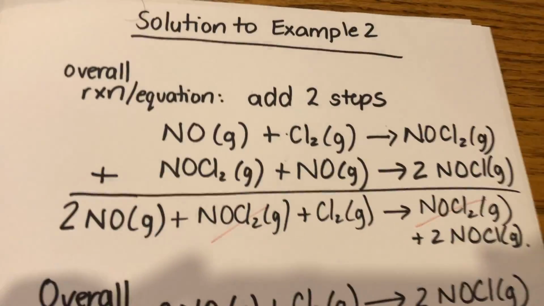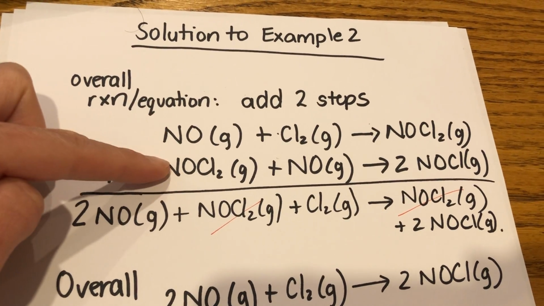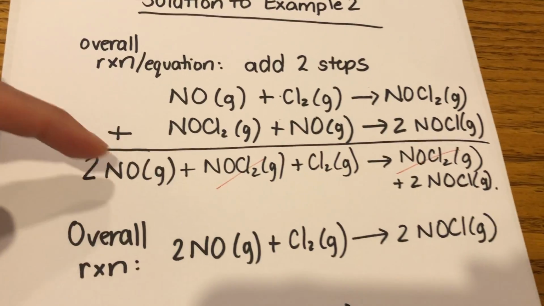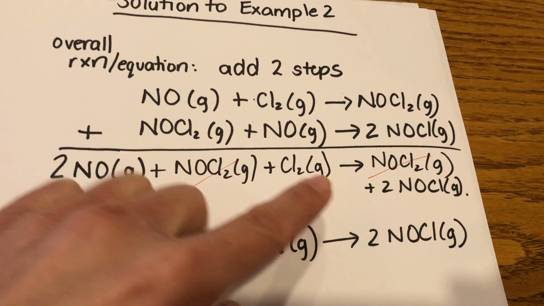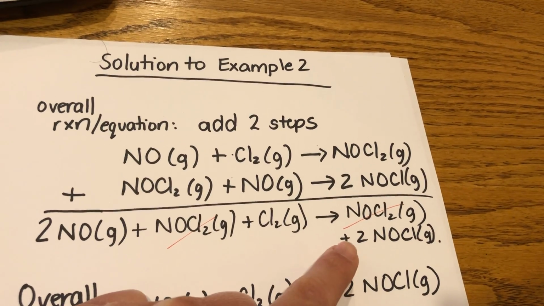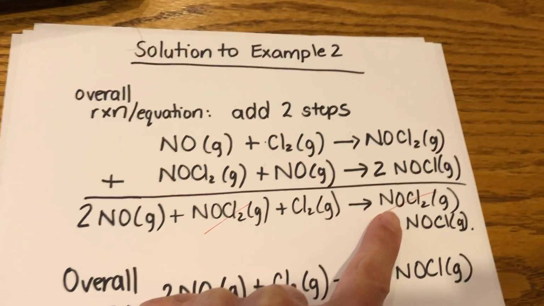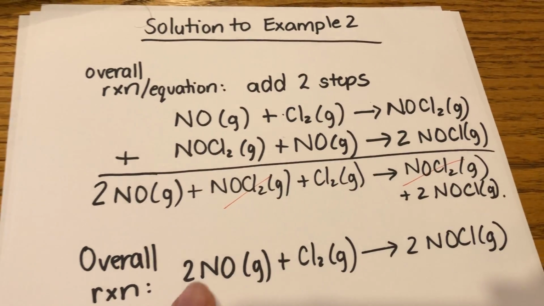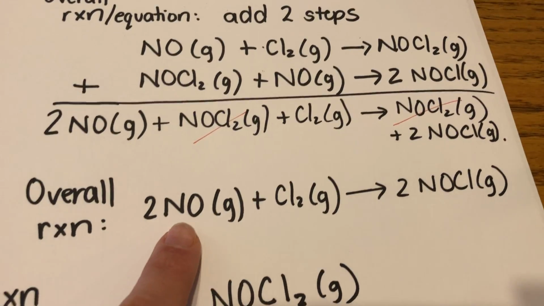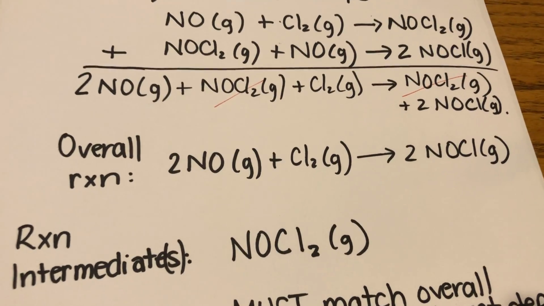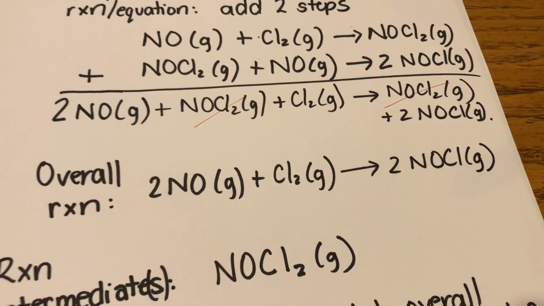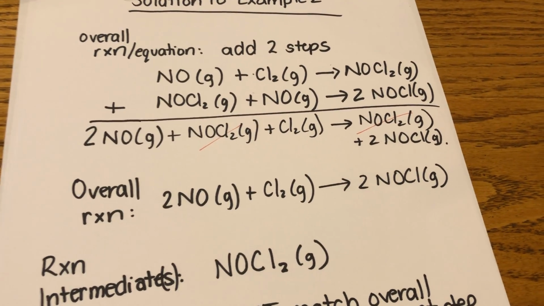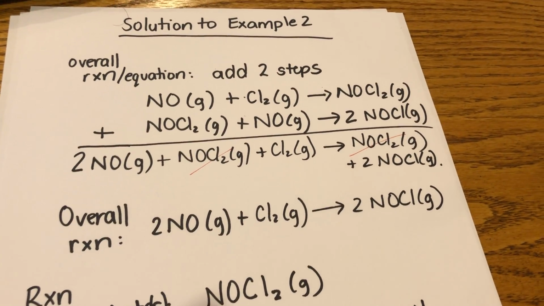Okay, so let's go through the solution. So the overall equation is you simply add the two steps that are given. Okay, so NO plus NO gets you 2NO plus NOCl2 plus Cl2. Okay, and you get that. And then notice NOCl2 crosses out with NOCl2. So that's our intermediate. And I just write my overall reaction right here. Okay, and I wrote my reaction intermediate is NOCl2. Again, if I am going too fast, just pause so that you can write it all down.